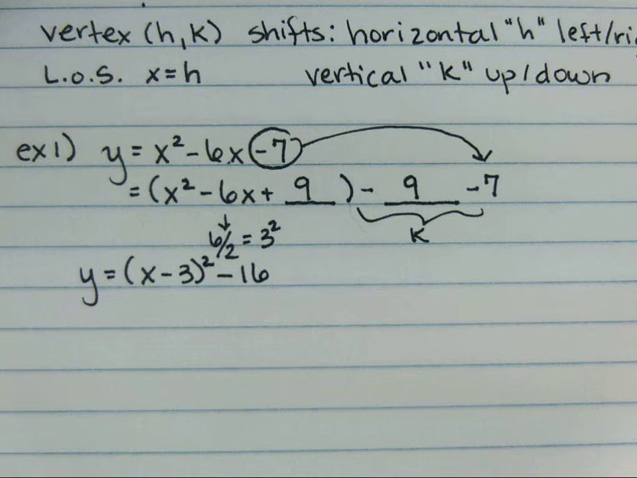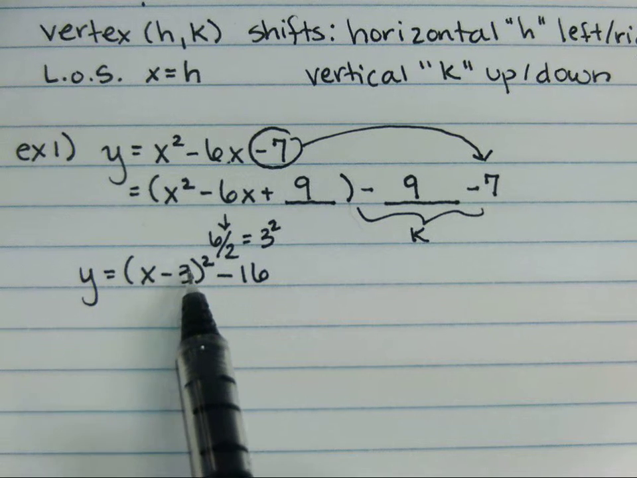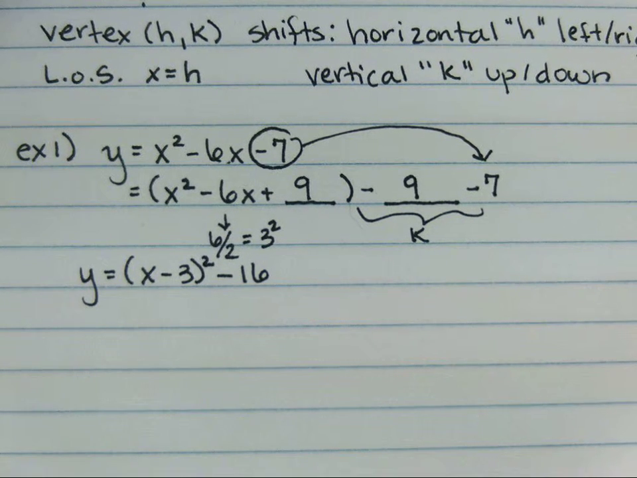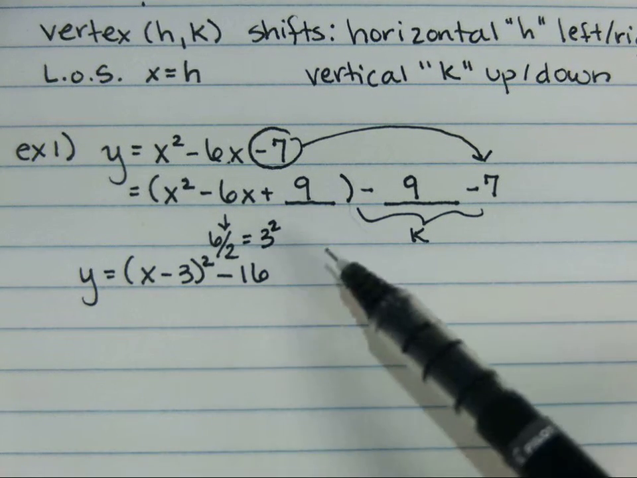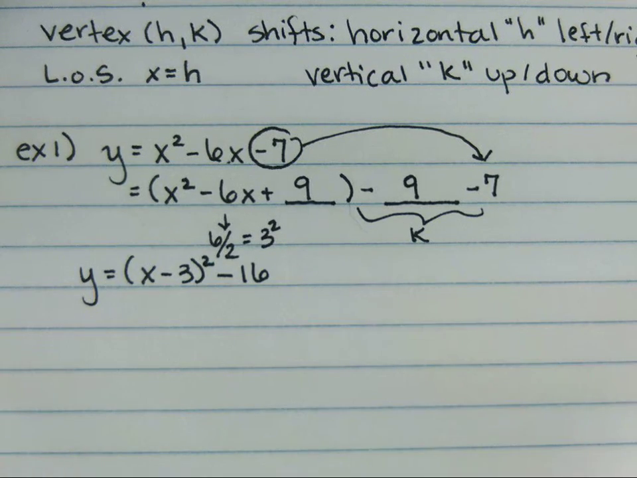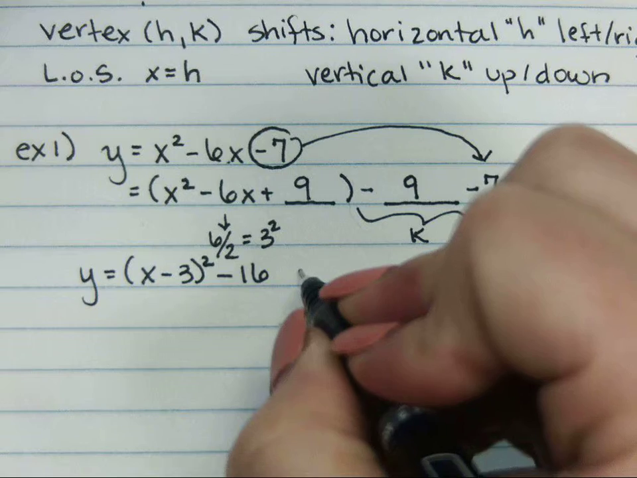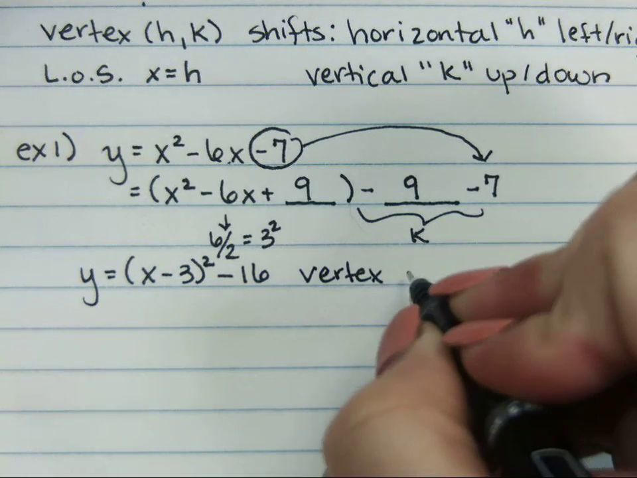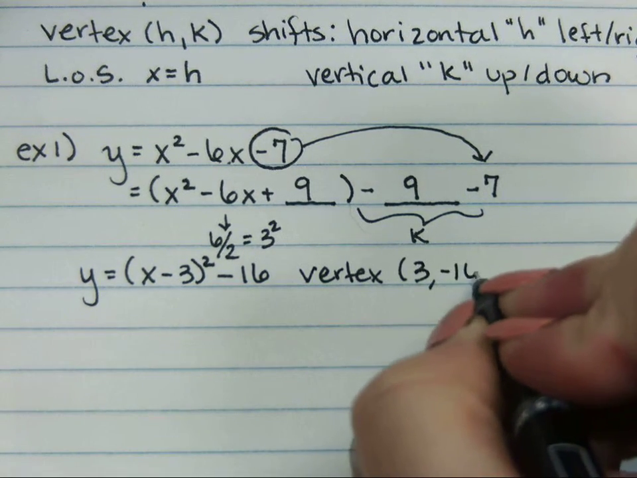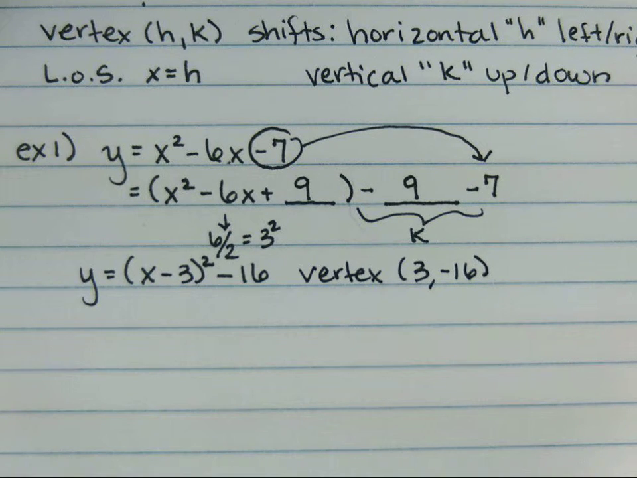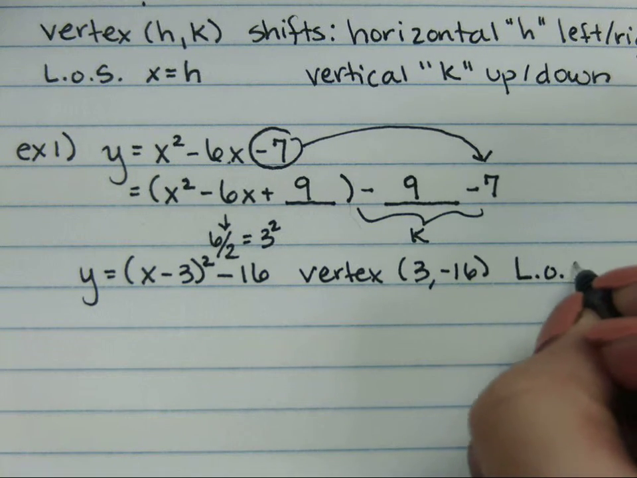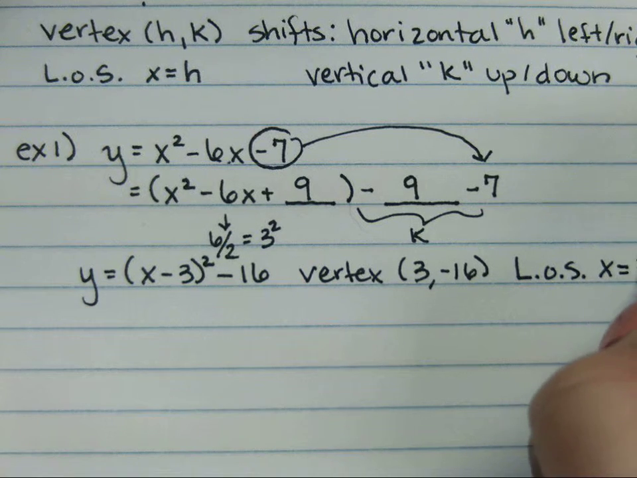And so your equation looks different when it's in vertex form. But if I asked you to multiply all of this out and combine your like terms, you'd end up being able to work your way backwards to the original. And so now I could say my vertex is the coordinate (3, negative 16). And then my line of symmetry is just x equals 3.